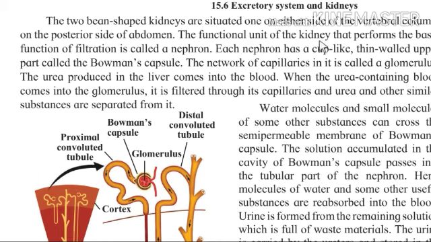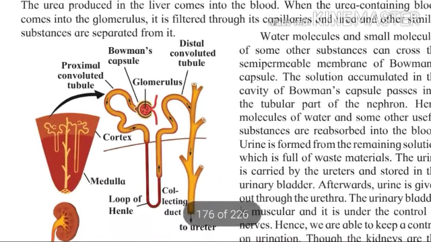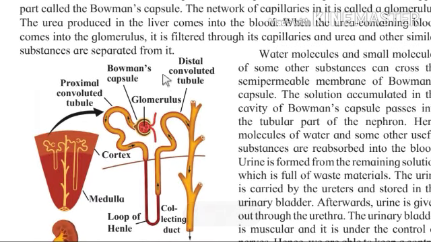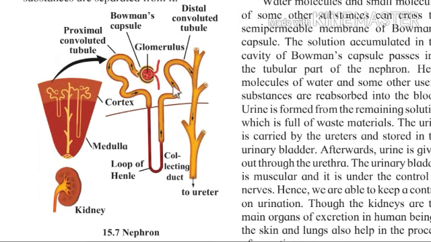The functional unit of the kidney that performs the basic function of filtration is called the nephron. The structure of this nephron will be seen in the next part. Each nephron has a cup-like, thin-walled upper part called Bowman's capsule, shown here, and a network of capillaries called the glomerulus is present inside this Bowman's capsule. We will see the structure of the nephron.